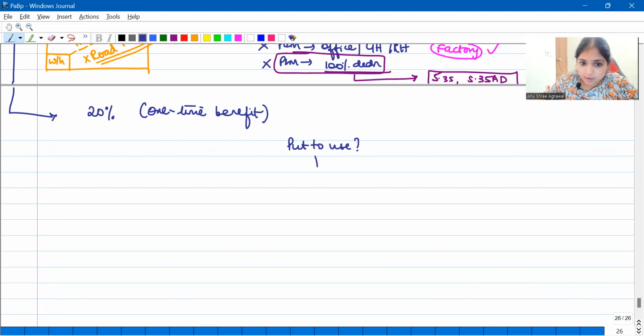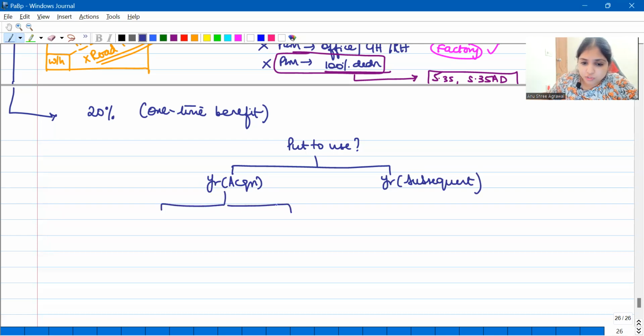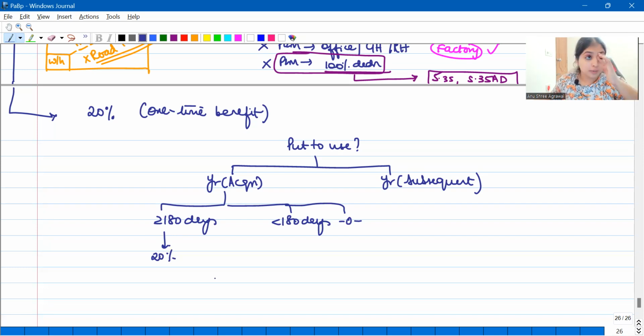Same thing we will check. Did you put the asset to use in the year of acquisition itself, or did you put the asset to use in some subsequent year? If you put the asset to use in the year of acquisition itself, 3 possibilities. You used it for at least 180 days. You put it to use for less than 180 days. You did not use it at all. If you put it to use for at least 180 days, I will give you 20% additional depreciation.